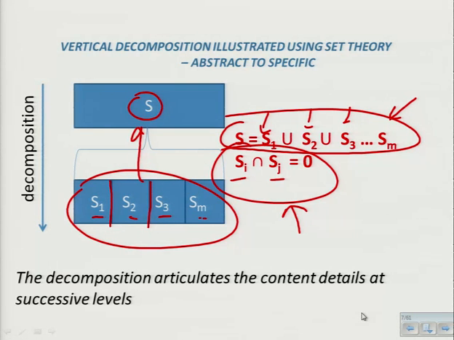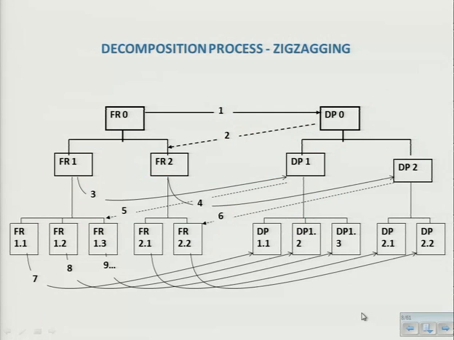So what we're doing in the decomposition, essentially, is just explaining or articulating what the details are, the contents at each level. It's done by a zigzagging process. So we start with FR0, and then we need to figure out what DP0 is. FR0 is our upper level, top level objective for the design. Here's what we're trying to do. DP0 defines how we're going to do it.